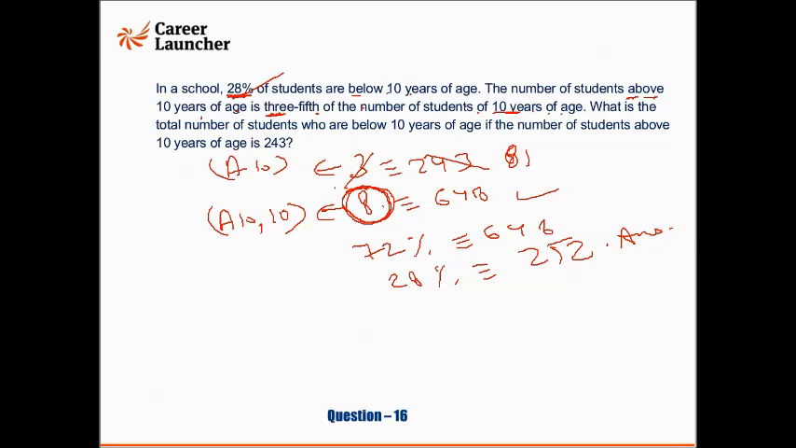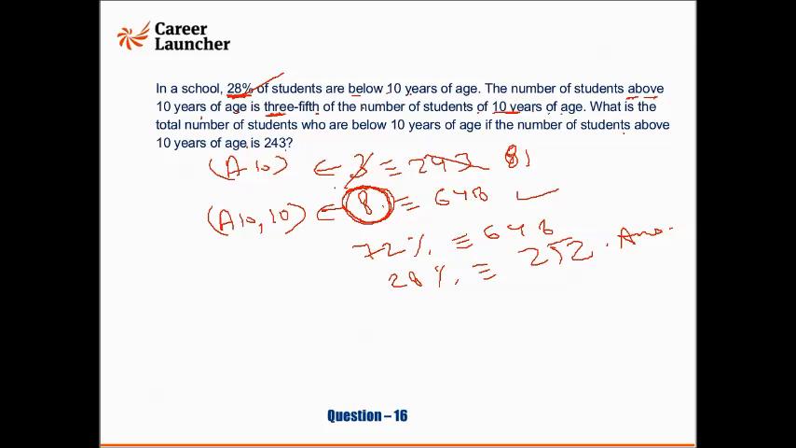See, I'm again trying to explain this question to you. It is given that number of students above 10 years of age is 243. The question says number of students above 10 years of age is 3/5 of the number of students of 10 years of age. If we add this 3 and 5, we'll get total 8. Suppose there are 8 students, right? 3 will be above 10 years of age and 5 will be of 10 years of age.